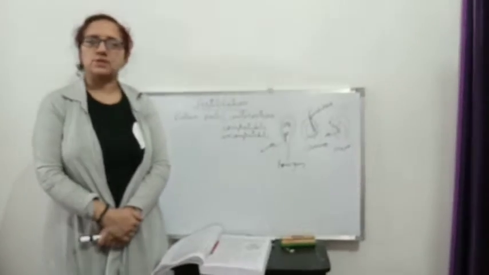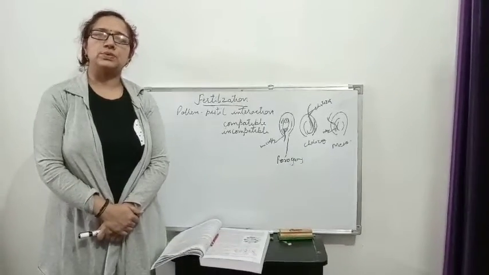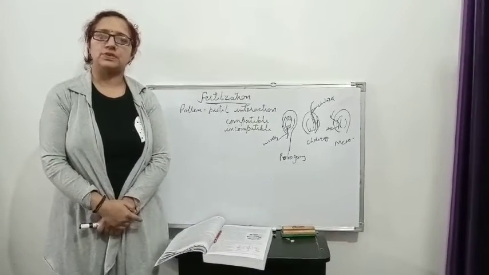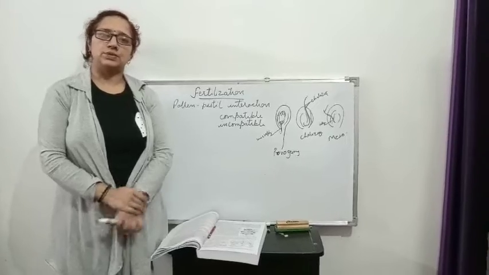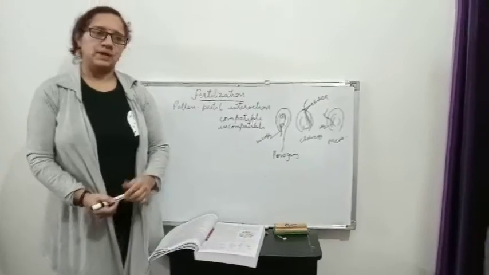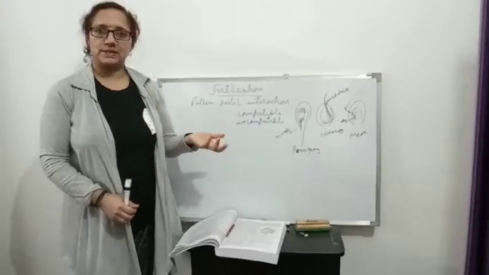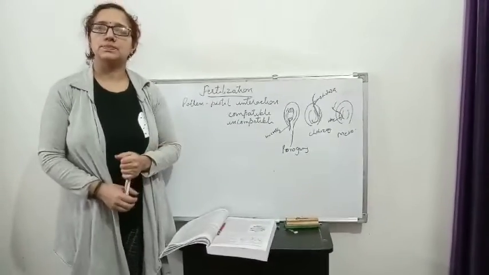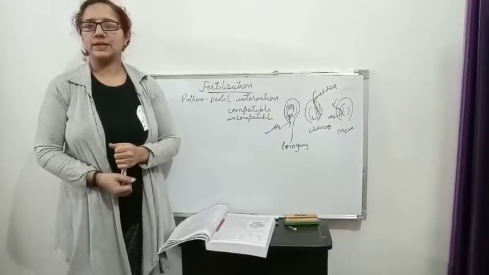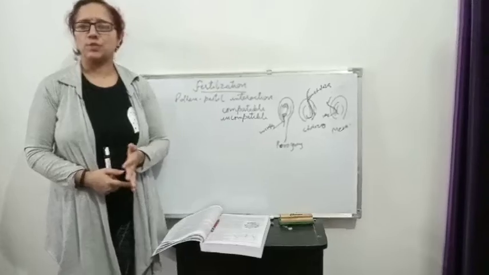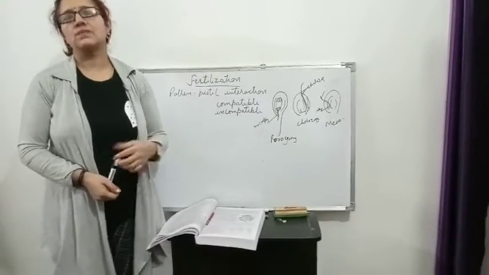Good morning, students. I have previously told you about the development of the female gametophyte, and today we are starting further. I'll take fertilization today. Other than this, you were also having the types of pollinating agent, cross pollination, self pollination, and all these things are given in your text.